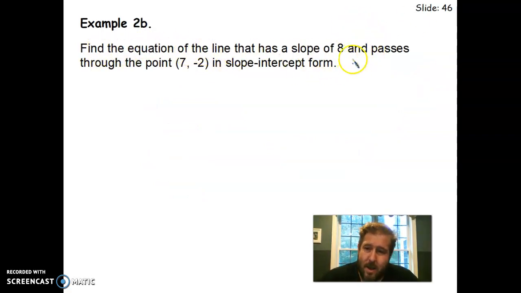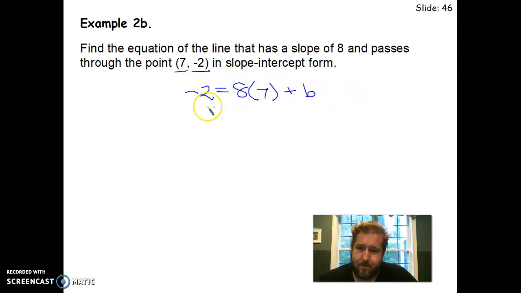Find the equation of a line that has a slope of 8. So same steps here. So that's going to be y equals m times x plus b. Now that's 56.